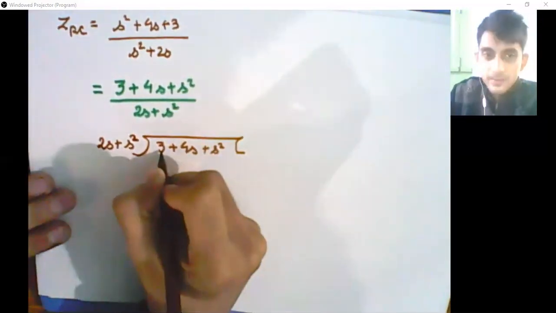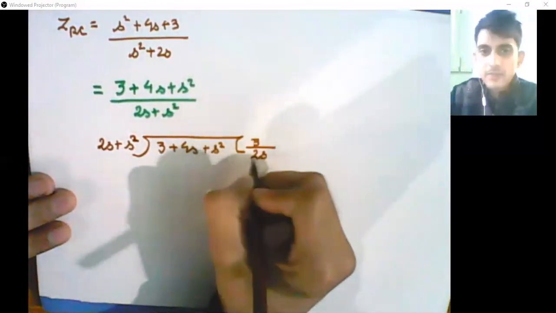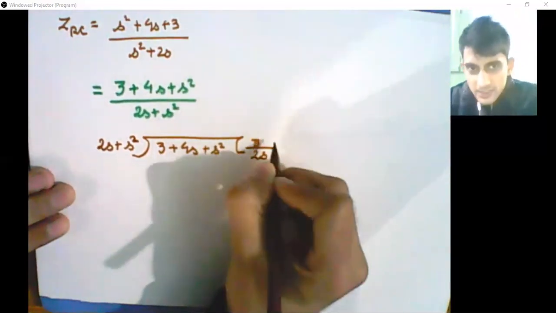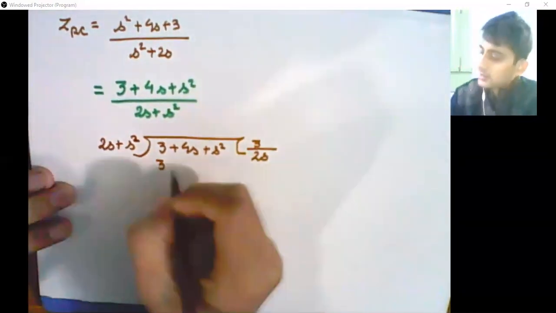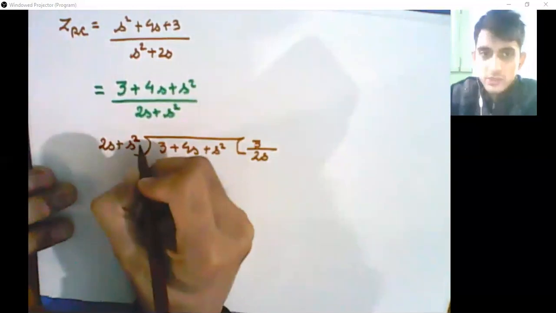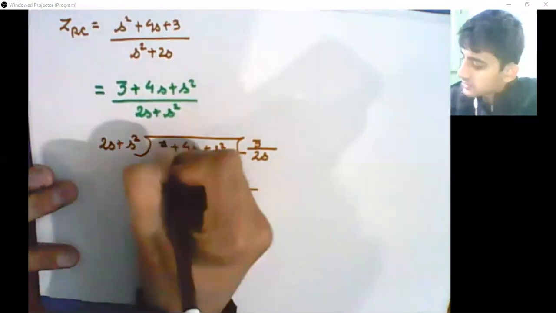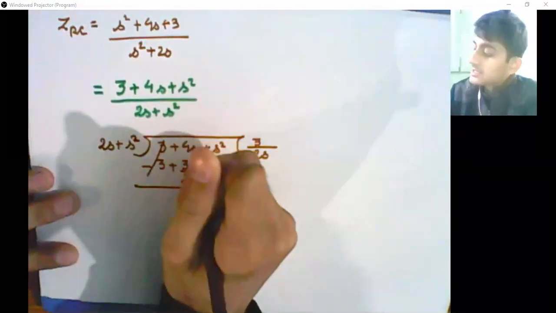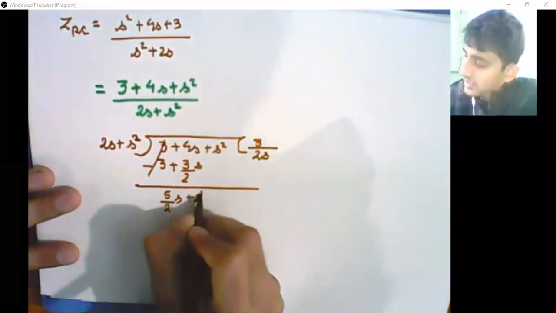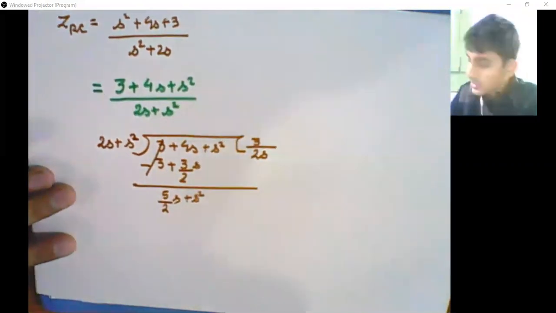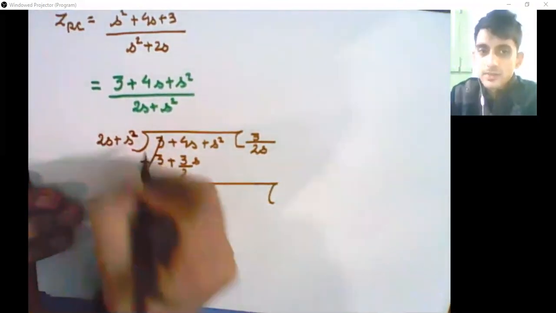I want to make it 3, but this is 2s, so I will have to multiply it with 3 by 2 upon s, 3 upon 2s. So if you multiply this 3 upon 2s with this thing, which is 2s, you will just be left with 3. Plus, 3 upon 2s multiplied by s square, you will be left with 3 upon 2 into s. When you take the subtraction, this will go. This will be 4 minus 3 by 2 is 5 by 2s. And plus this s square is also left, so don't forget to take this. Okay. Now, because I have to continuously divide, now this 2s plus s square will come inside.